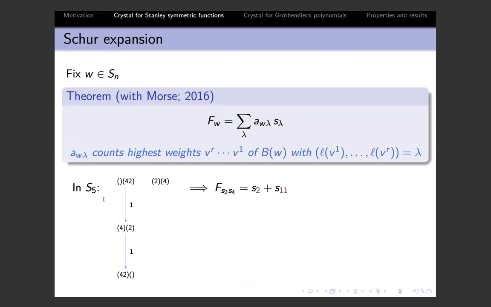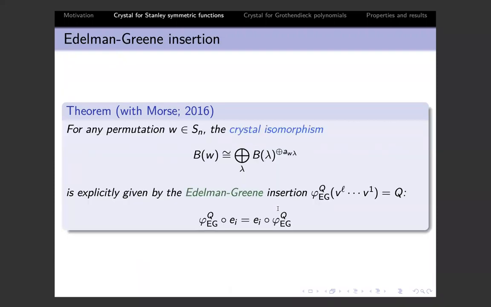And here's another example. So here, because we have two components, my Stanley symmetric function is precisely the sum of two Schur functions, S2 plus S11. And another thing that we proved is that the crystal operators commute with the Edelman-Green insertion. So if you take the Edelman-Green insertion and you look at the recording tableau, then this precisely intertwines with the crystal operators. So this crystal operator here would just be the usual crystal operator on a semi-standard Young tableau. And this crystal operator here is this crystal operator that I just defined on these decreasing factorizations.